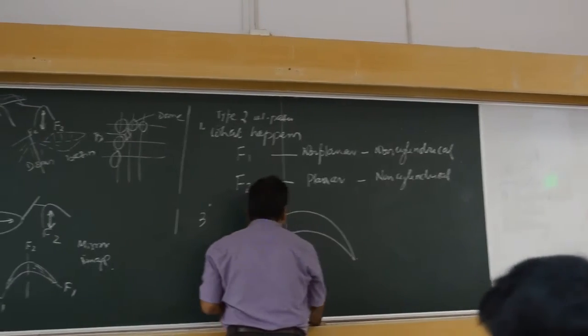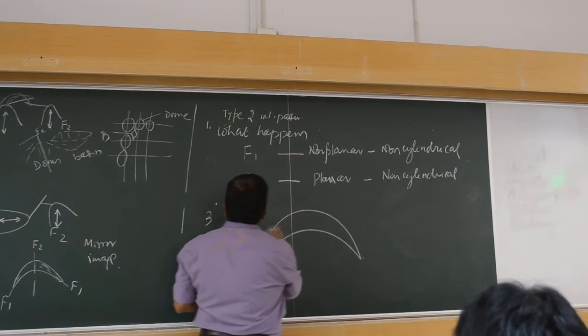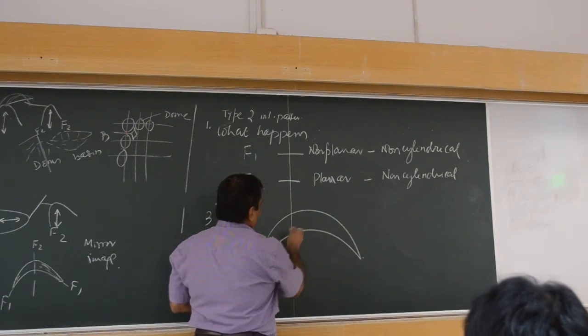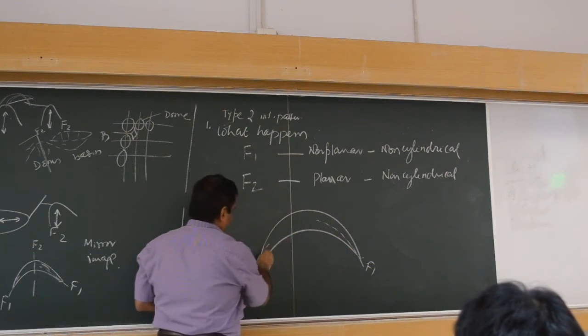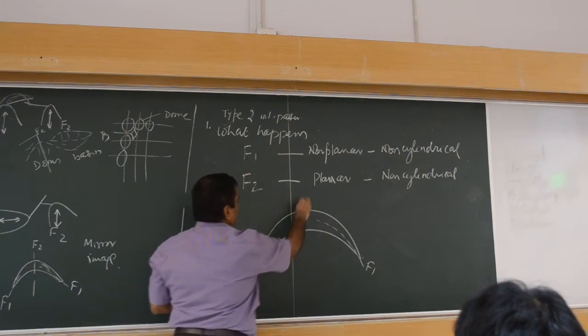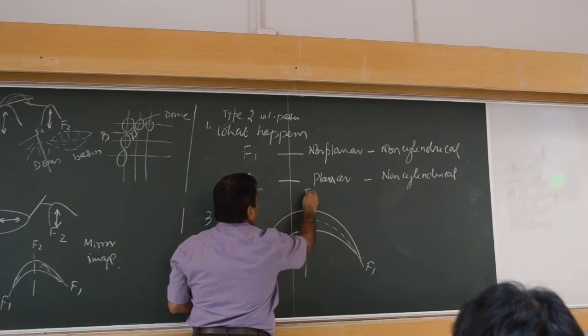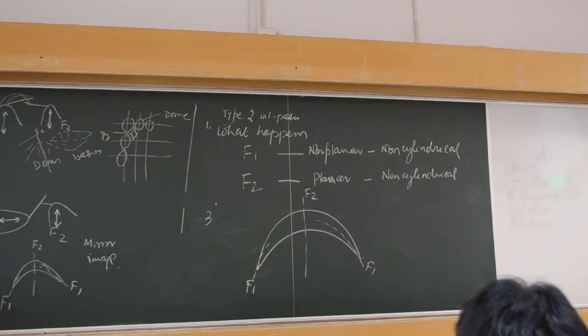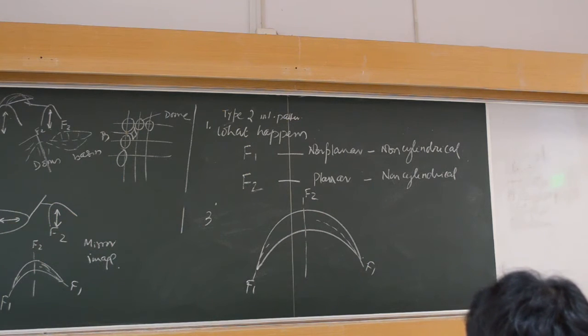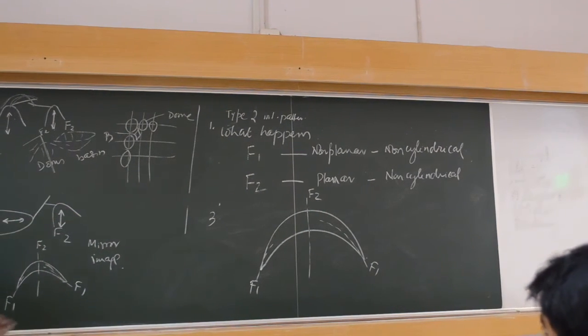Understood, na? Non-cylindrical. Now if you come to the, tell me, this is F1, this is F1. If you write these things, the things will be very clear to you. This is F2. Now you tell me the SZ pattern. SZ pattern first for F1 you write.